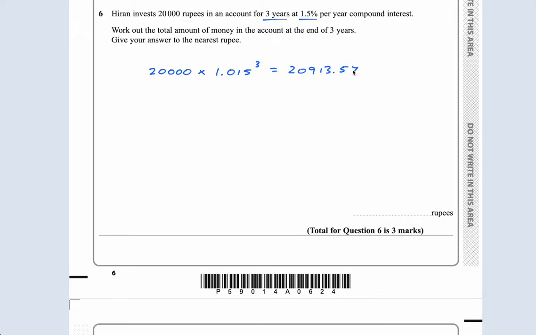20913.56 or 0.57, but it actually says to the nearest rupee. So this is, I'll just put it down here, 20914, because I'm going to have to round that up because of this 0.57. Okay.